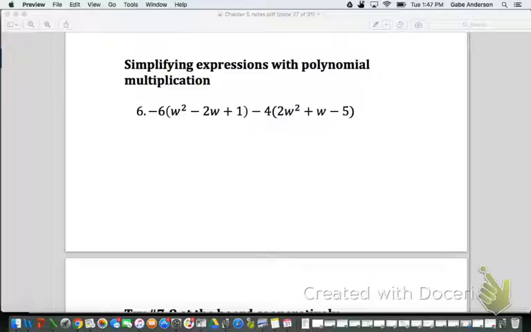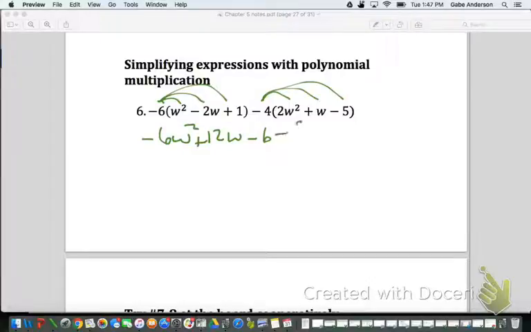Yeah. I agree. I see 2 sets of distributive properties as well. I think that's a wise choice. So I'm going to show these distributive property rainbow things, and I think we should do exactly what Sam has suggested. So I'll do that up here. That would give us negative 6w squared plus 12w minus 6. And then be very careful that you distribute the negative sign in the second one. So that would be minus 8w squared minus 4w plus 20.